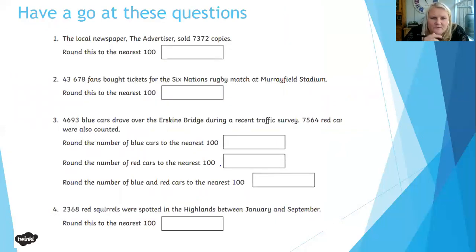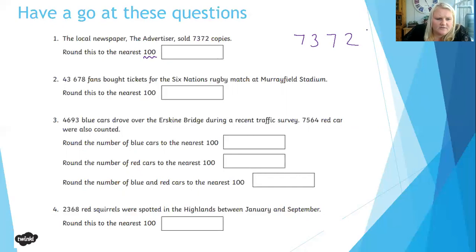So we're going to have a go at these questions. There's lots of different questions that we can pick out. We're going to have to read the questions and make sure we know what we're rounding to. So the local newspaper, the Advertiser, sold 7,372 copies. Round this to the nearest 100. Okay, so 7,372, and I'm rounding to the nearest 100.